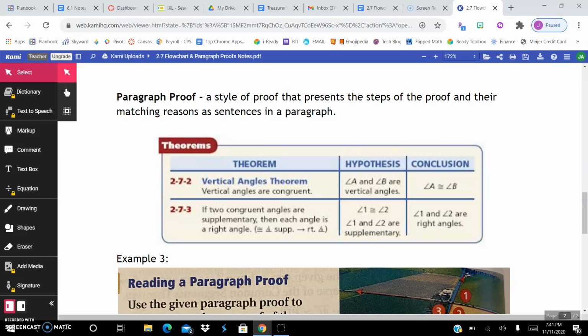The second part says if 2 congruent angles are supplementary. So let's think about that. There's a lot of information there. They're 2 congruent, so that means they're 2 of the same, and they're supplementary. So the only way that 2 angles that are the exact same can be supplementary is if they are both right angles, so they're both 90 degrees. So if angle 1 and angle 2 are congruent, and they are also supplementary, then they are both right angles, so they're both 90 degrees.